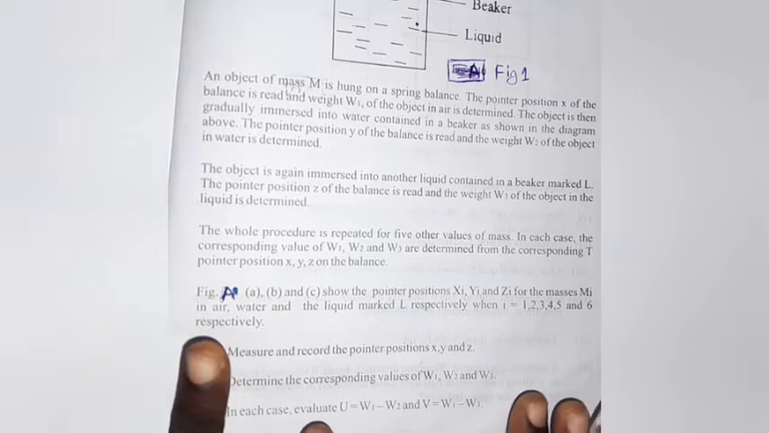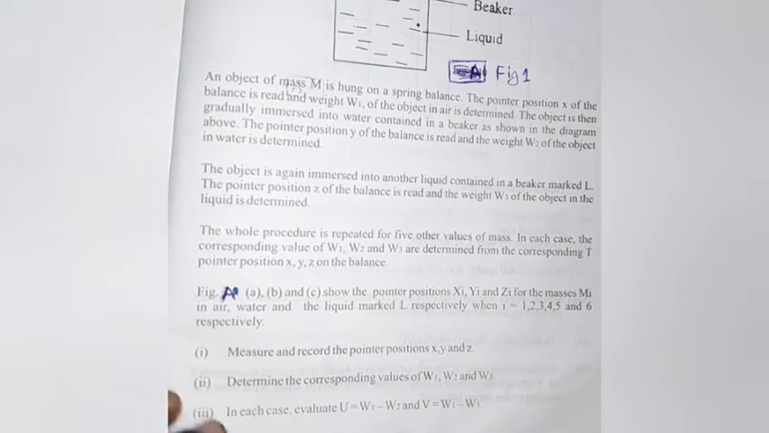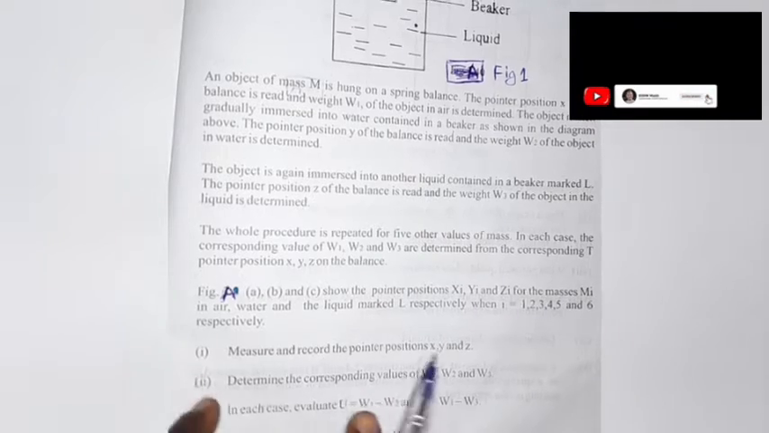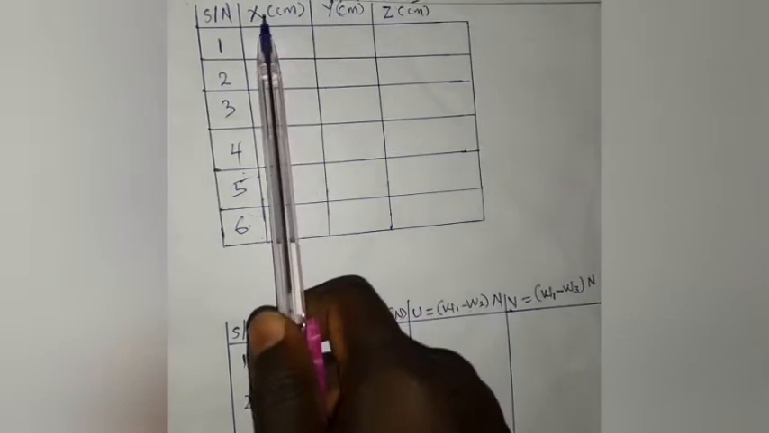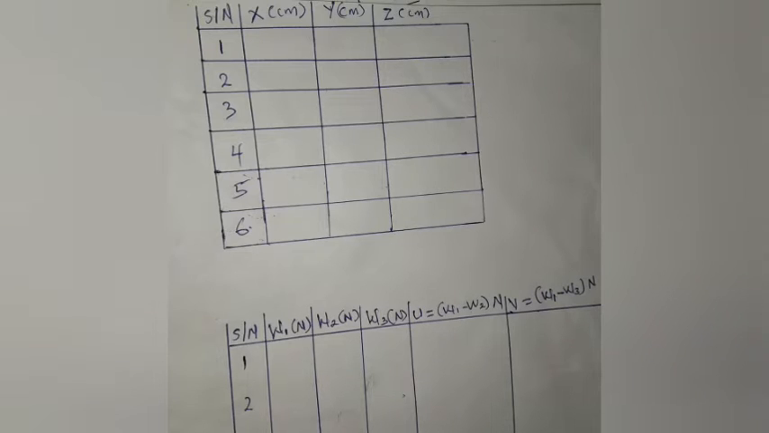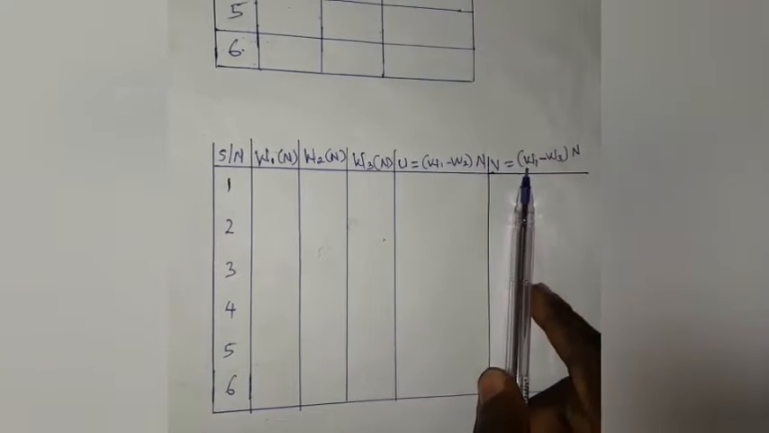Now, I like to write out the parameters as we go forward, so that when you are carrying out the measurement and the experiment, you will not be coming back to this. Look at these, these are the tables that I've created. Then we have six values for X, Y, and Z. Then we are going to get their corresponding weights W1, W2, W3, then we now evaluate U and V.